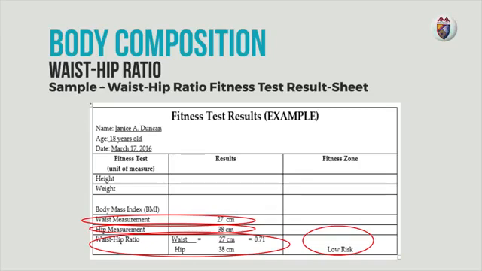First is, you need to fill out the data of your waist measurement. Second is to fill out the data of your hip measurement. Third is to place in the results table your waist-hip ratio solution and your final answer. Lastly, in the fitness zone table, indicate which zone you are currently in, basing from the national standards.